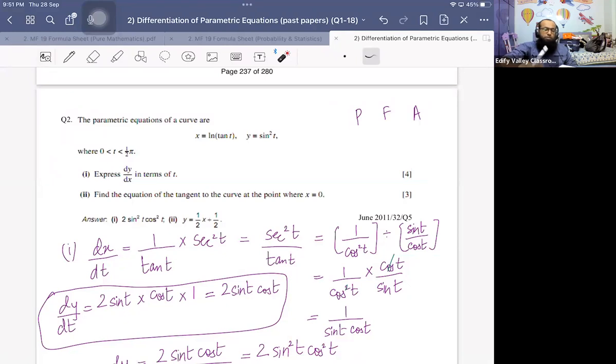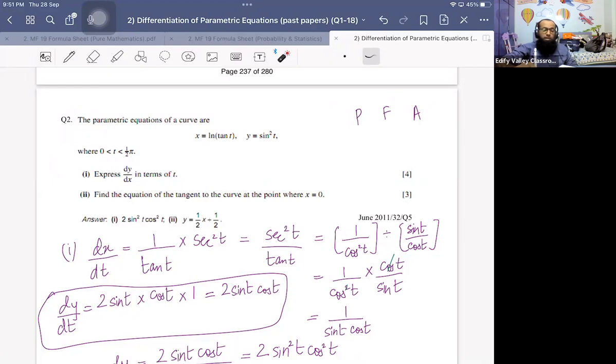So for simplification, we need to convert into sine and cos. I've already done this over here, and the answer in the examiner report is 2 sine square t cos square t. If we need to align with this answer, then we need to simplify further. Although in the question it was not specified to simplify in any particular form, so we could have left it like this as well.